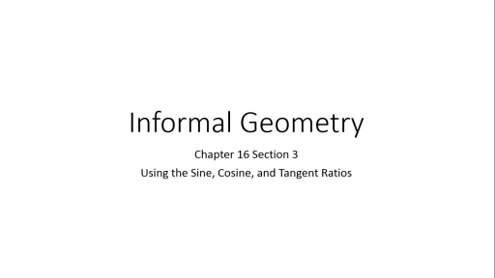All right, moving on to section 3 of chapter 16. We're looking at our sine, cosine, tangent ratios, and now we're going to be looking at how to use them to help us find missing parts of a triangle. Using these you can find missing sides and you can also find missing angles. We're going to be looking specifically at the sides in this section.